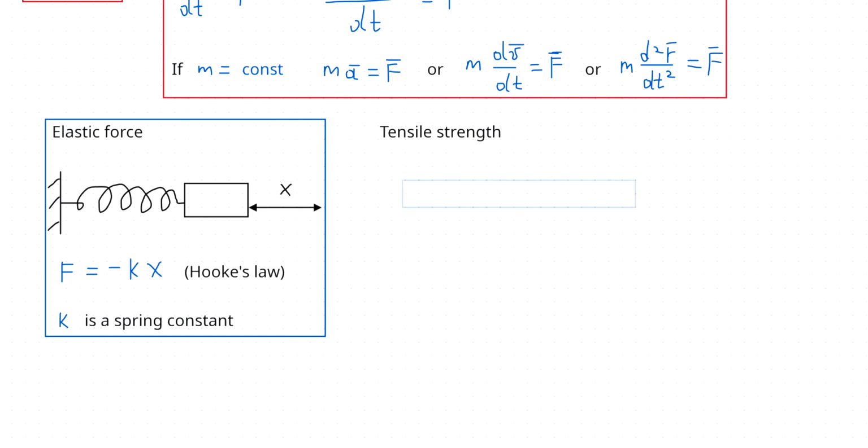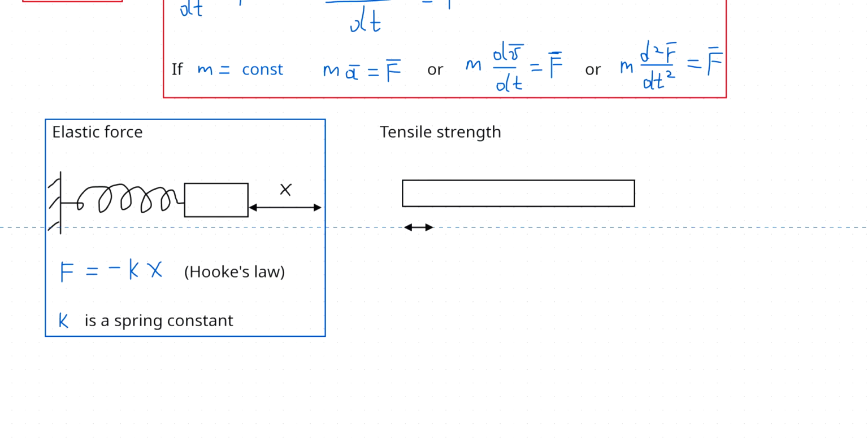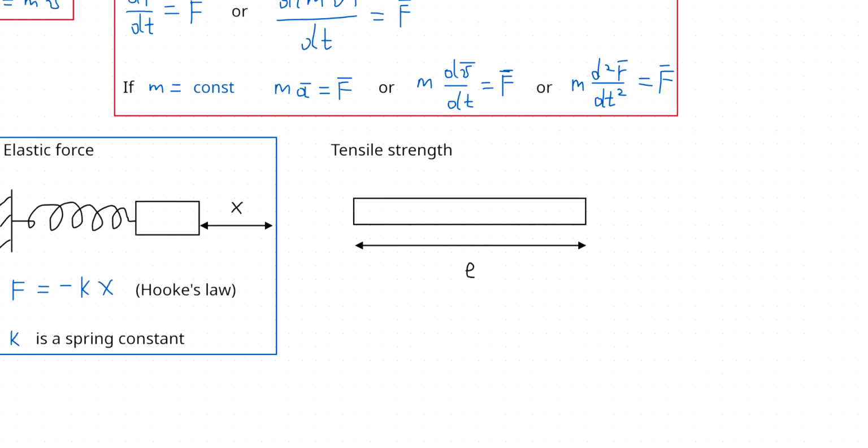Simple homogeneous rod. When it is non-deformed, it has length equal to L.